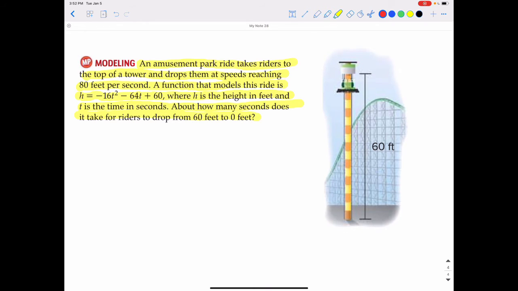So remember, h stands for the height that the drop car is at any given time. Since we're trying to figure out how long it's going to take for the drop car to reach the ground, we're going to set h equal to 0, which works very nicely for solving quadratic equations because we want it set equal to 0 anyway. So we're going to have 0 equals negative 16t squared minus 64t plus 60.